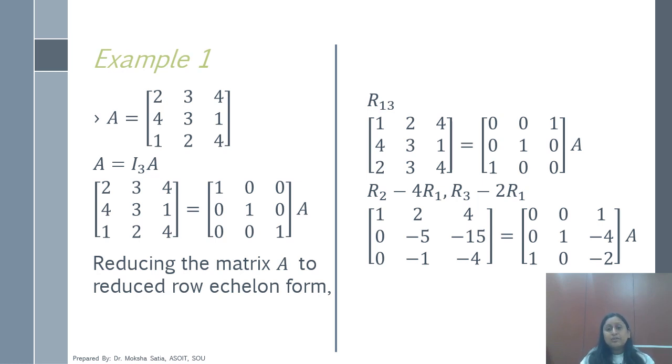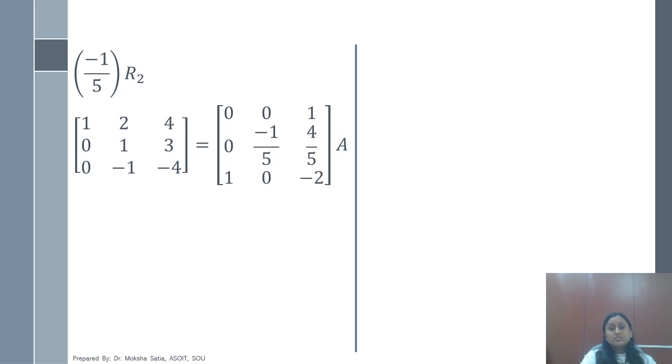In the same way, the second operation R3 minus 2R1 will change the R3 row, which is 0 minus 1 minus 4 and 1 0 minus 2. Now for the next, either we can interchange second and third row, or we can multiply second row with minus 1 by 5. I'll go with the second one, R2 multiplied by minus 1 by 5, which changes the second row to 0, 1, 3 on the left hand side, and on the right hand side we'll have 0, minus 1 by 5, 4 by 5. This is the resultant equation after this operation.